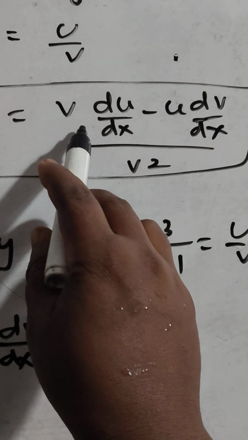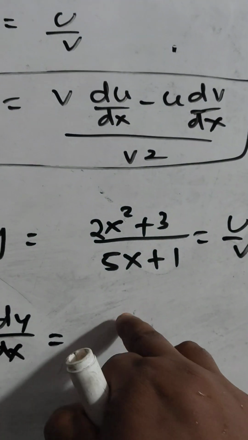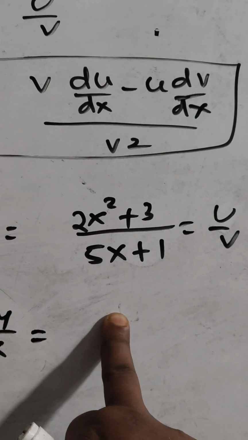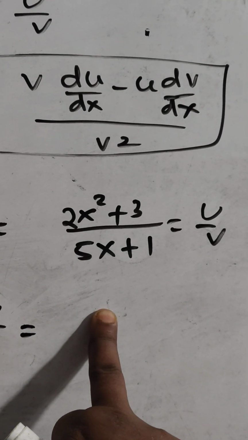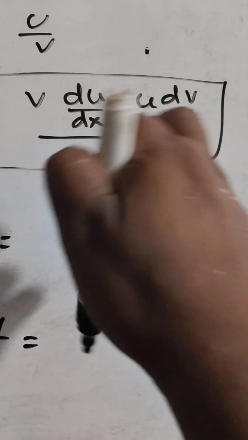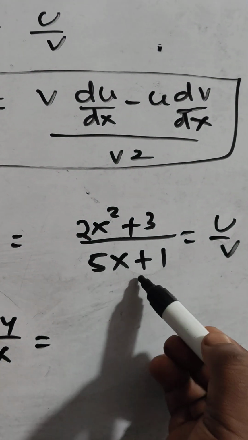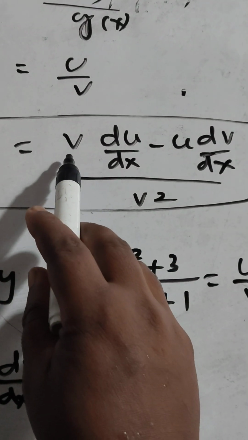Then you have to remember the formula. It is better to write down the formula again. Then only you have to substitute the values in the formula. I have taken this one as u, this one as v. Only you have to substitute the values.